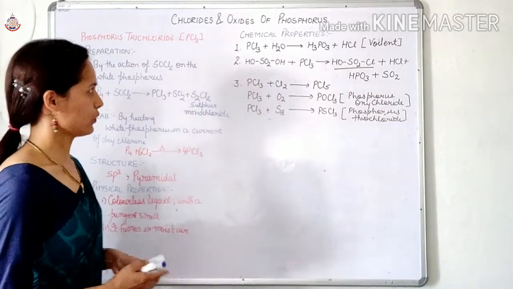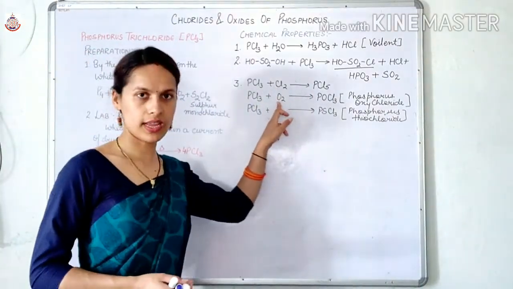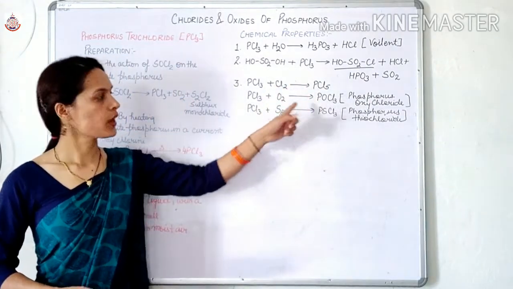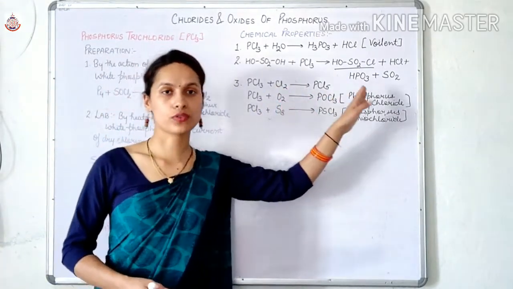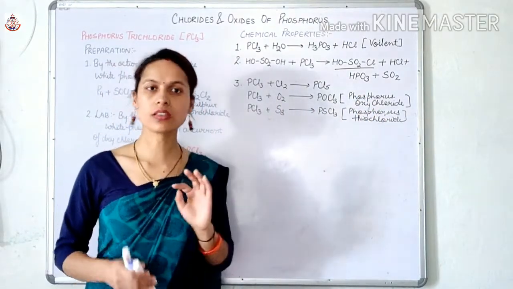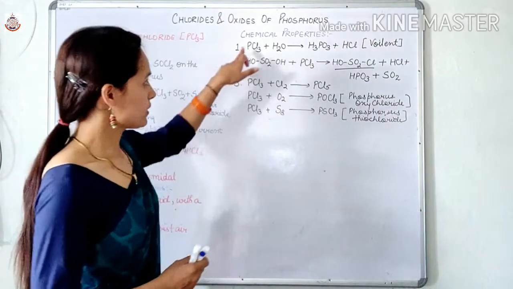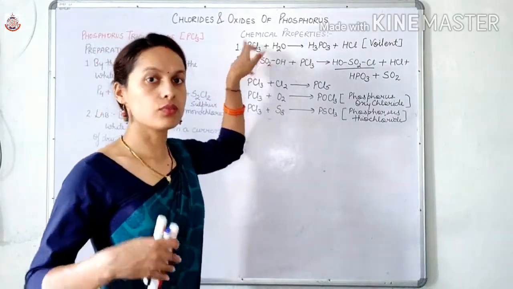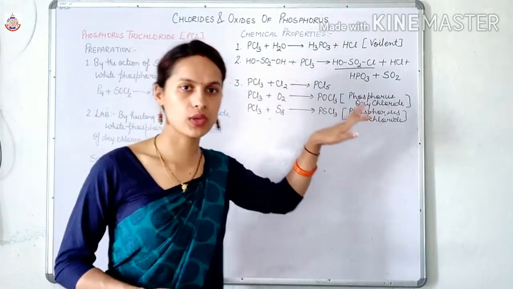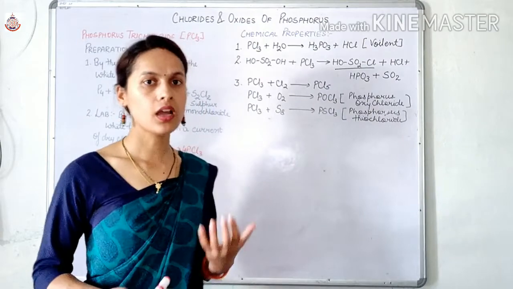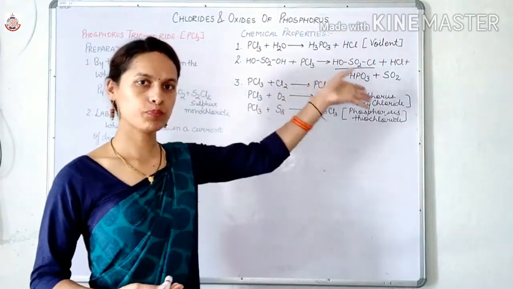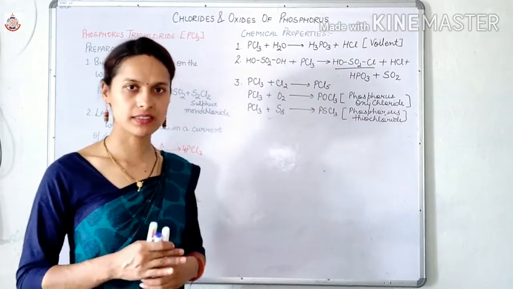So it reacts with chlorine, it reacts with oxygen and it reacts with sulfur. The first reaction is with water, which is a violent reaction. The second reaction is with sulfuric acid to form chlorosulfonic acid. The third reaction is with chlorine, oxygen and sulfur, and it forms PCl5, POCl3 and PSCl3.